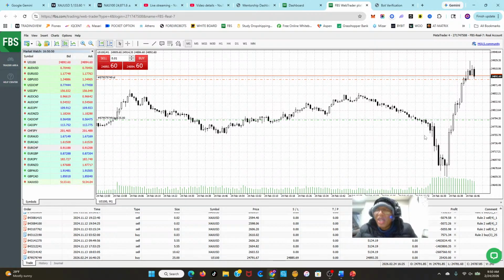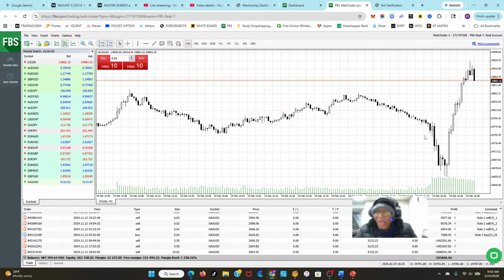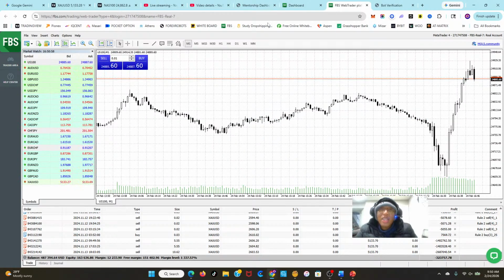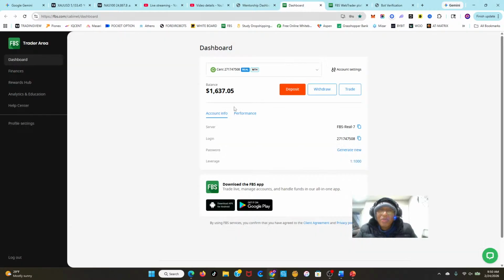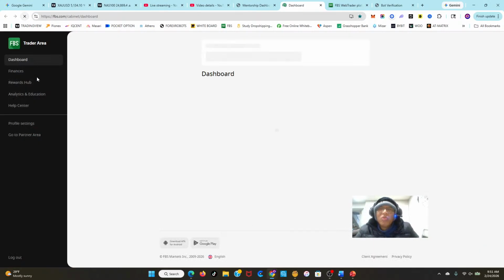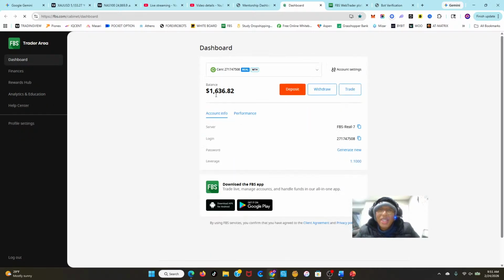For a small account like this, again, we don't want to take too much risk. Let's see. There we go. We are out. And let's go back and see. So we got the 200. We started at 1436, and now we are at 1636. Exactly 200. So we just made $200.